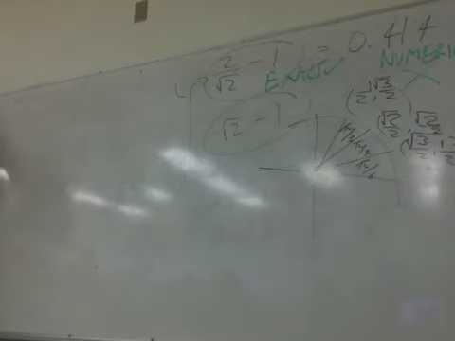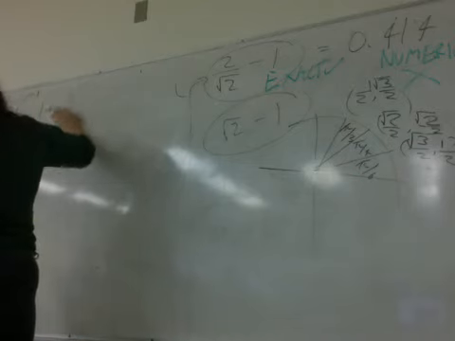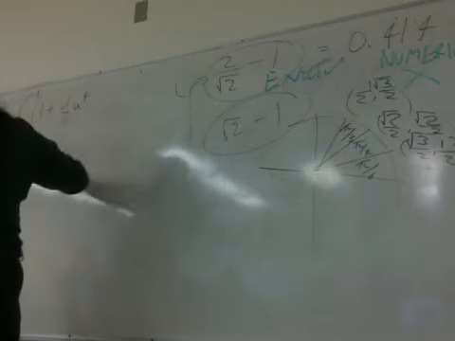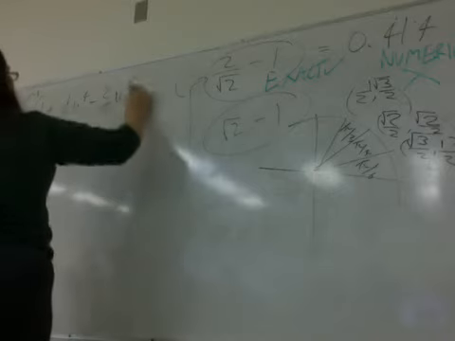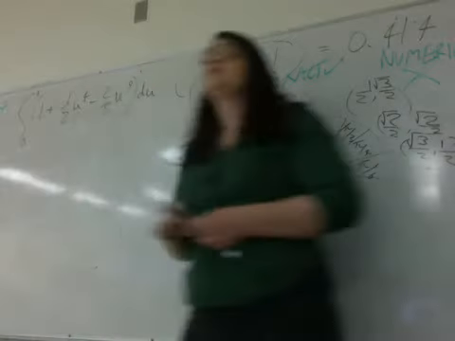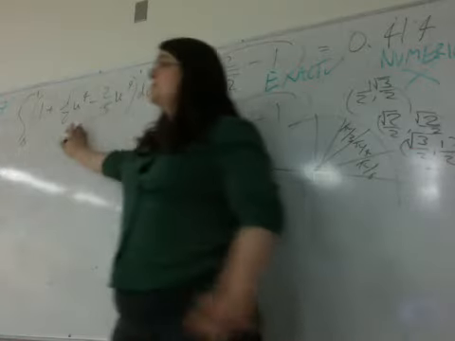So the first one is example 7. Here we have the integral from 0 to 1 of 1 plus a half u to the 4th minus 2/5 u to the 9 du. So the key thing to remember is we just take the antiderivative of this. We have something plus something minus something else. We can do each of the antiderivatives separately.